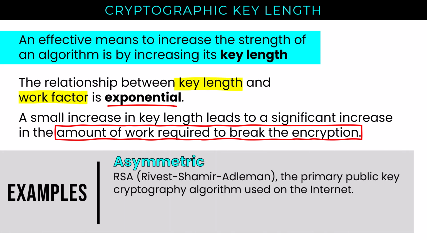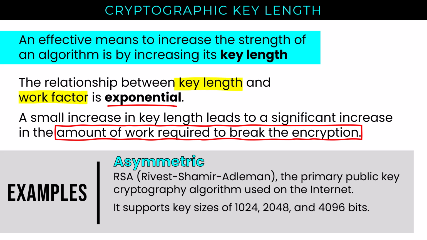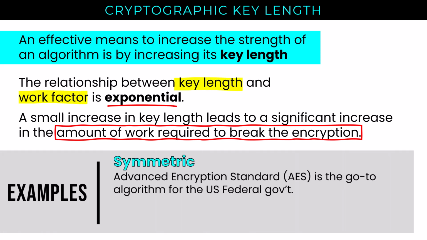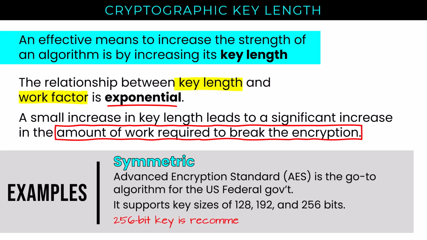Examples: asymmetric, RSA, the primary public key cryptography algorithm used on the internet. It supports key sizes of 1024, 2048, and 4096. NIST recommends a minimum key length of 2048. On the symmetric side, we have the gold standard, the Advanced Encryption Standard, the go-to for the federal government. It supports key sizes of 128, 192, and 256 bits. A 256-bit key is recommended for best quantum resistance. And I believe the U.S. military still requires AES 256 for top secret data.